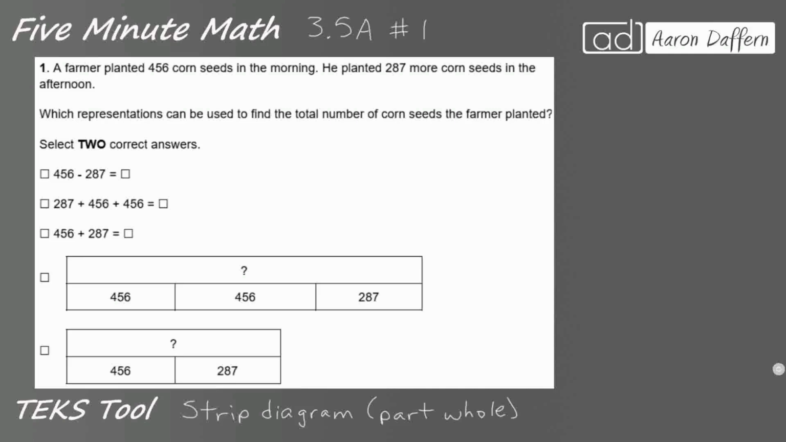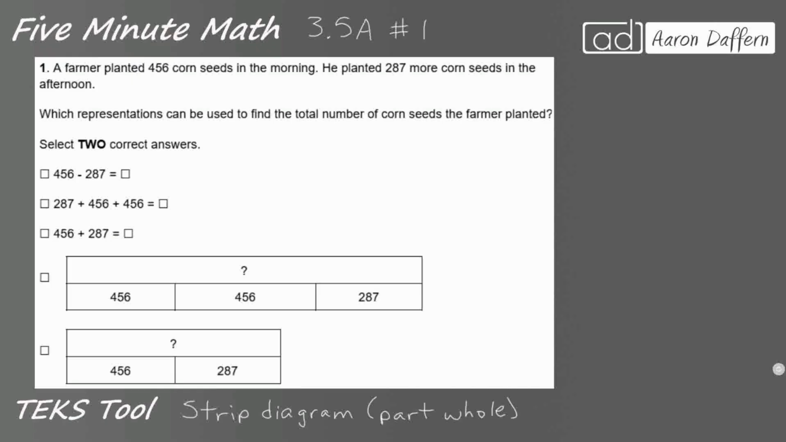Today we are looking at TEKS tool strip diagram part whole. Specifically, we're looking at TEKS 3.5a and we'll do it in 5 minutes or less. If you haven't done so already, please go ahead and take a moment to pause the video, work this problem out on your own, unpause it, and we will look at our answers together.